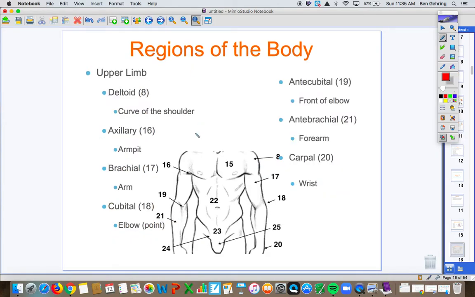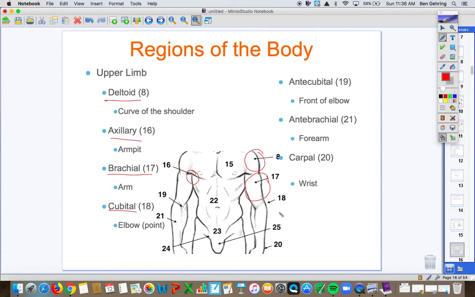Moving down, we have your upper limb. This is your arm. So to start, we have the deltoid region, which refers to the curve of your shoulder. So this region here is your deltoid. Going down from there, we have your axillary, which is the inside. So say the outside curve is the deltoid, the inside is the axillary. This is your armpit here. Going down from your deltoid and axillary is your brachial region. This is your arm. Your arm is referred to as the brachium. So this is your brachial region.